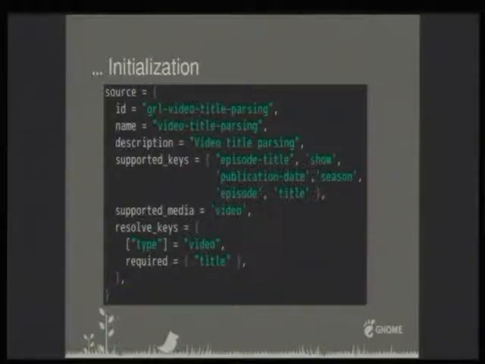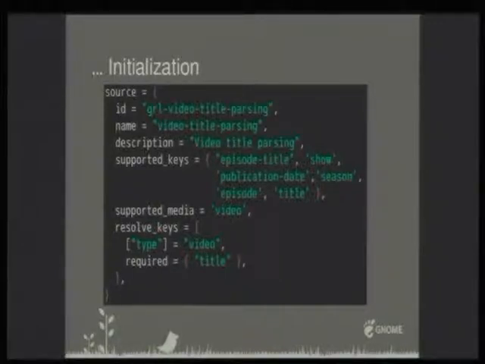In this case, like the name of the episode, the show, publication date, all this it can handle. It can return some information for it if it's possible. The supported media is video. Something I did not mention before: Grilo Media has had, since 2009 when it started, 3 types of media. Actually, 4. Video, image, audio, and container.